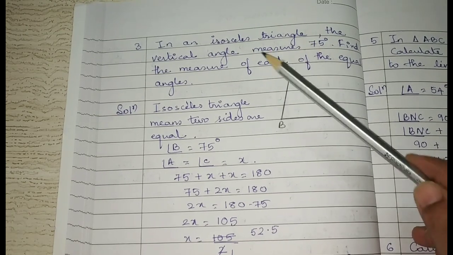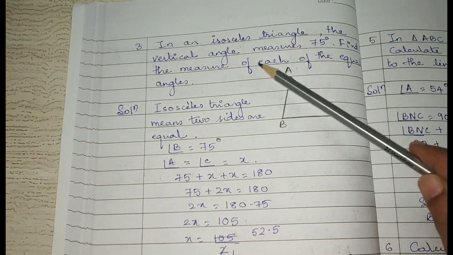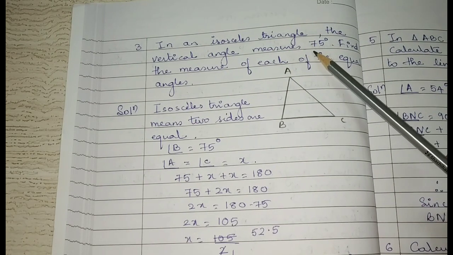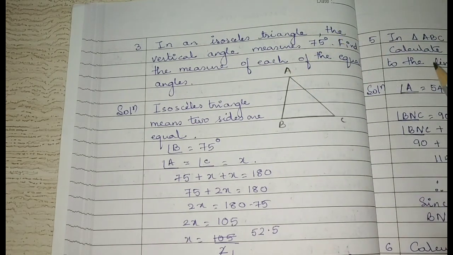Move on to next question, that is question 3. In an isosceles triangle, the vertical angle measures 75 degrees. Find the measure of each of the equal angles.